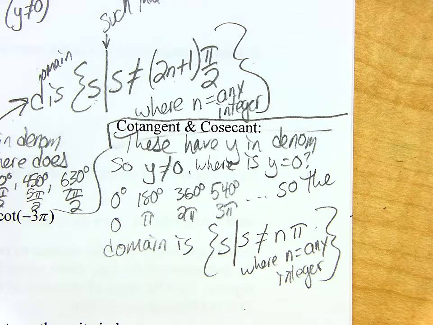In one whole circle, how many radians is that? 2 pi, right? Yeah. Okay, so let's think about it.